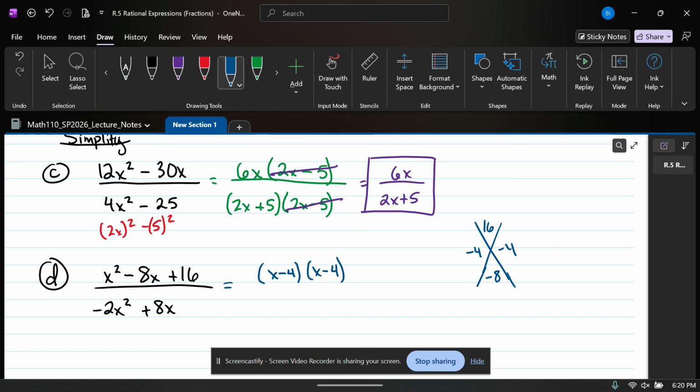In these problems, I would probably not write it as x minus 4 squared. That way I've got all my factors separated out. Once I've simplified, then if there are two of them there, then I'd write it as that squared. But at this point, I'm going to leave them separated. Now, the denominator is a little trickier on this one.